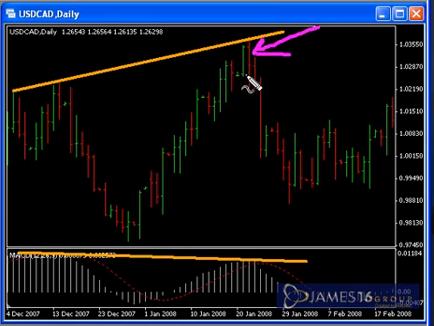It would have been great if we got a lower close here. And look what price did. It did end up moving downwards.